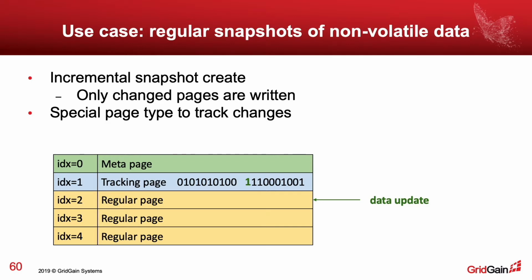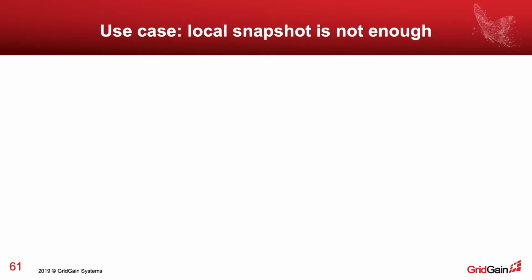When you execute an incremental snapshot, we don't scan and we don't analyze where the pages were changed. We just look into the tracking page. The information is already up to date. And according to these bit masks, we copy or we don't copy the page to the snapshot storage. In practice, incremental snapshots are profitable: they take less space, and they are created faster because you don't need to move all of your data.